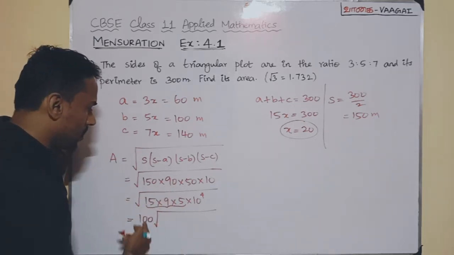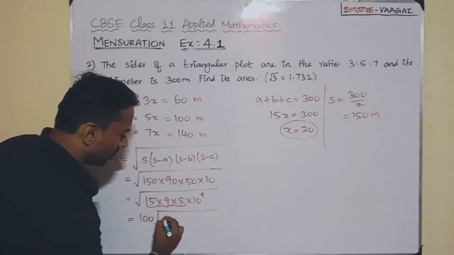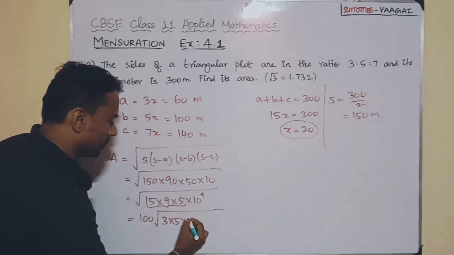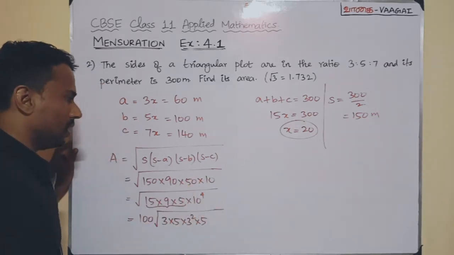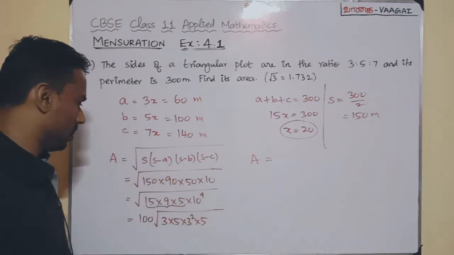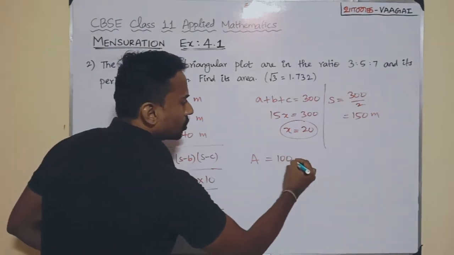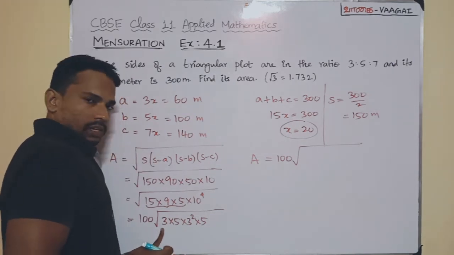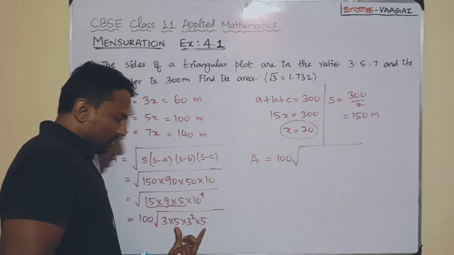Now again I'm going to rewrite these numbers. See how I'm going to write. First I will just break this 15 like 3 into 5, and I will write this 9 as 3 square itself, and I will write this 5 as 5 itself. Let me continue it here. So area will be equal to, I don't have enough space here, I'll continue it there. From this step we are coming here. Now here we had 100 into square root of 3 into 5 into 3 square into 5, correct. Now I can collect these two 5s also. I can write it as 5 square.